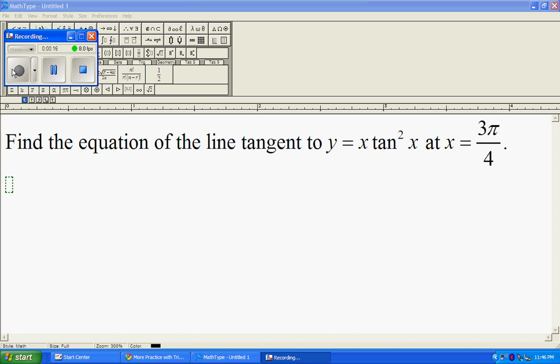I'm going to be going over this problem for AP Calculus AB, dealing with trigonometry, product rule, and chain rule. So the problem is we want to find the equation of the line tangent to the graph of y equals x times tan squared of x at x equals 3 pi over 4.